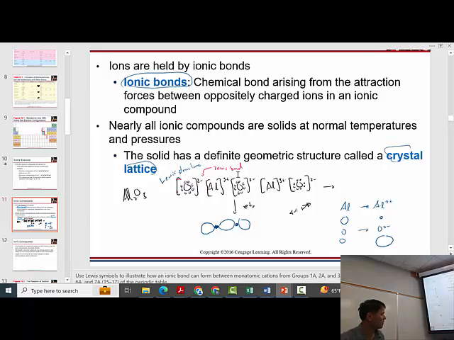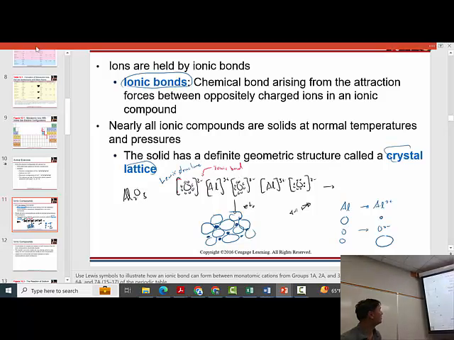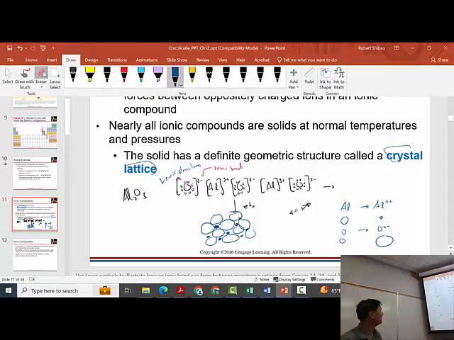So if we have aluminum here, how many oxides do we want? We want as many oxides around that as possible. And if we have an oxide, we want as many aluminums around that as possible. And so just build up a structure like this. Oops, I wasn't supposed to put those dots there.